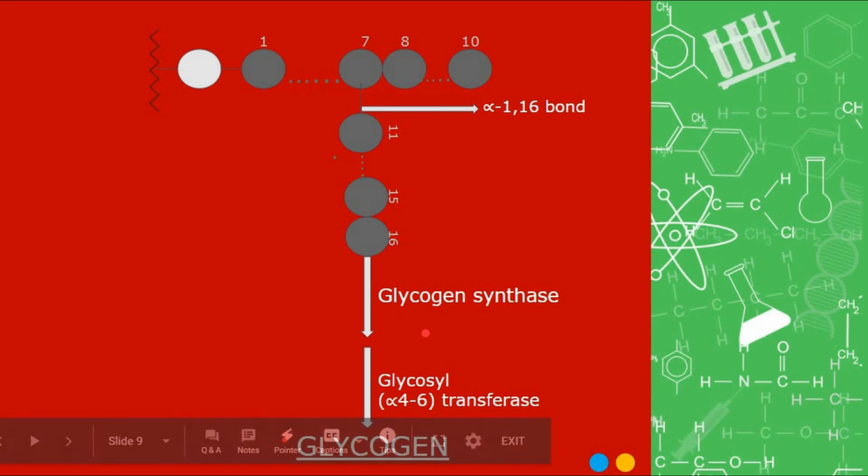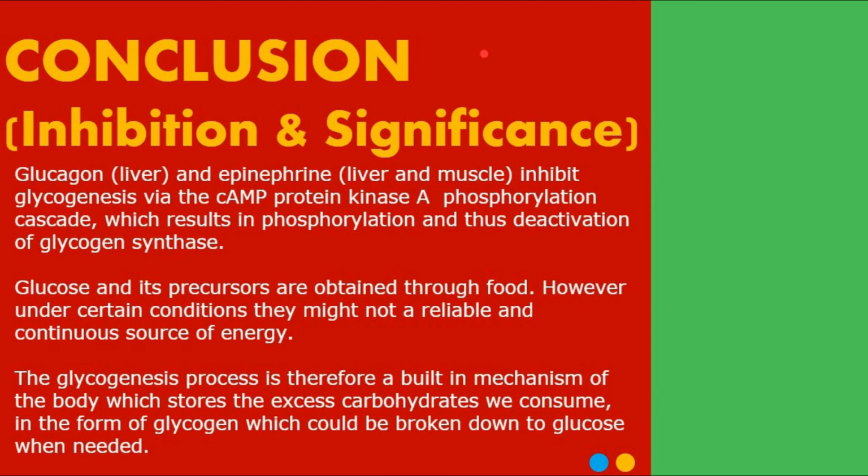Now, a simultaneous action of glycogen synthase and glycosyl alpha 4 to 6 transferase is observed, and finally, glycogen is synthesized. In conclusion, regarding inhibition and significance: glucagon in the liver and epinephrine in the liver and the muscle inhibit glycogenesis via the cAMP, or cyclic adenosine monophosphate, protein kinase A phosphorylation cascade, which results in phosphorylation and thus the inactivation of glycogen synthase.